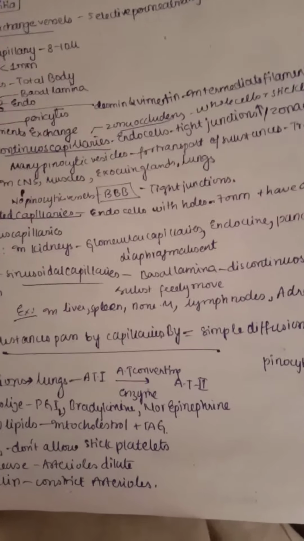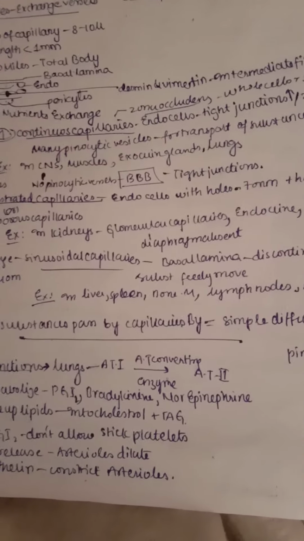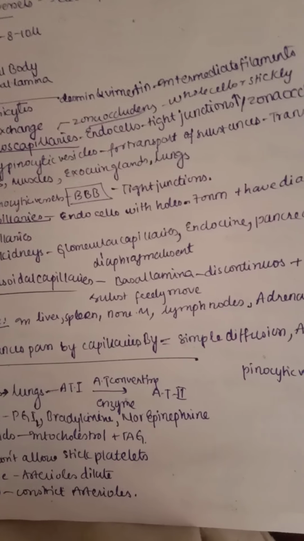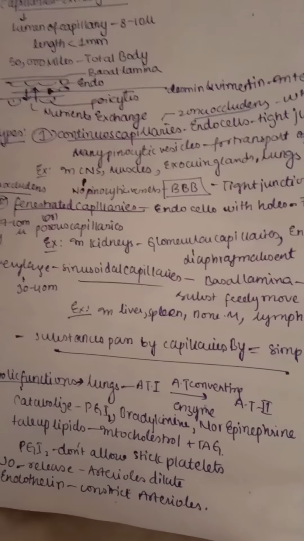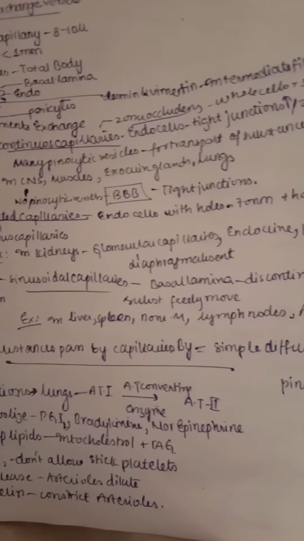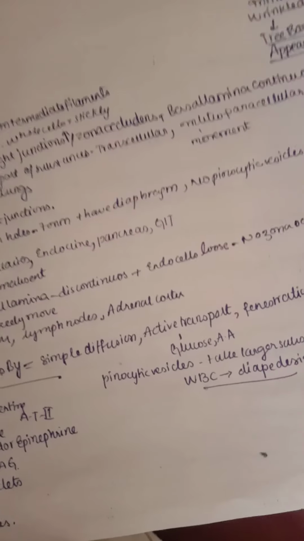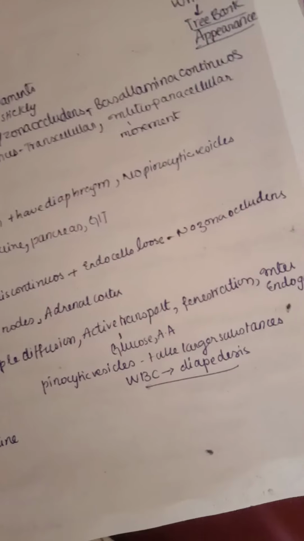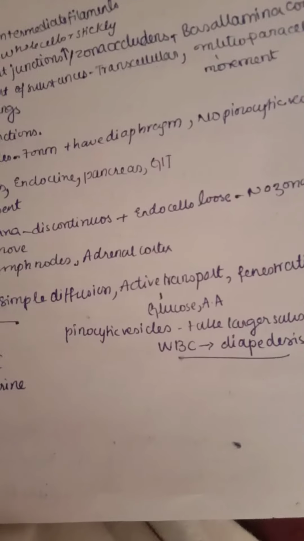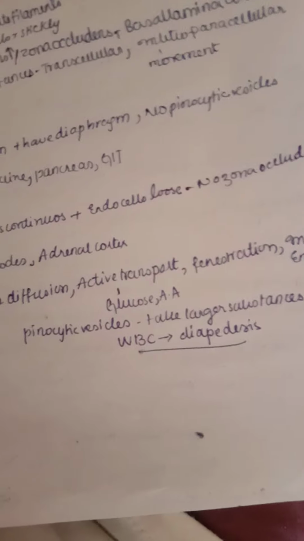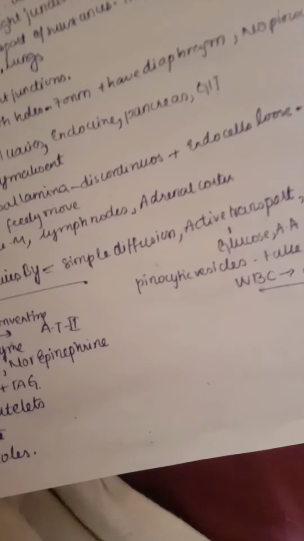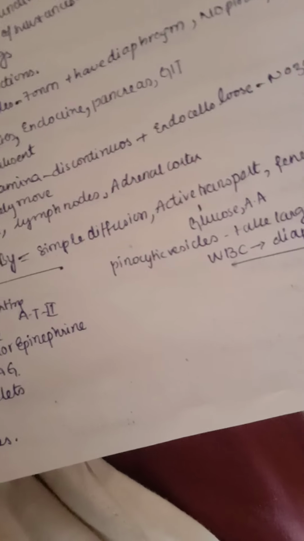And the substances can freely move in this because there are a lot of gaps. So you can see this in liver, spleen, and also bone marrow, lymph nodes, adrenal cortex, hypophysis cerebri, etc. So the substances passed by capillary are mainly by simple diffusion, active transport, fenestrations into endothelial gaps. Especially active transport for glucose, amino acids, and pinocytic vesicles are also present for the transport of larger substances, and also whenever the WBC transpose, then it is known as diapedesis.